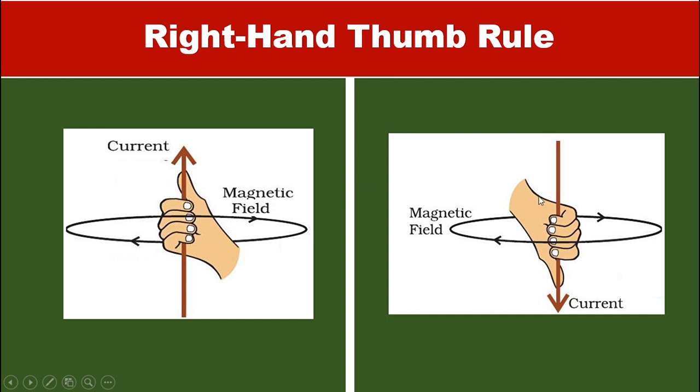And one more, here you see a picture on your right side that shows the direction of the current from the top to down. The thumb shows the downward direction, the current direction, and the magnetic field has an inward direction.